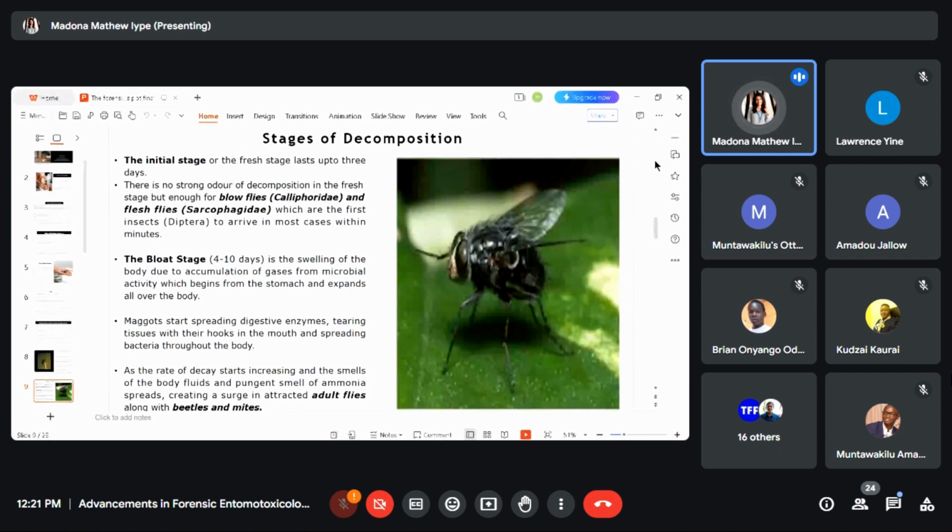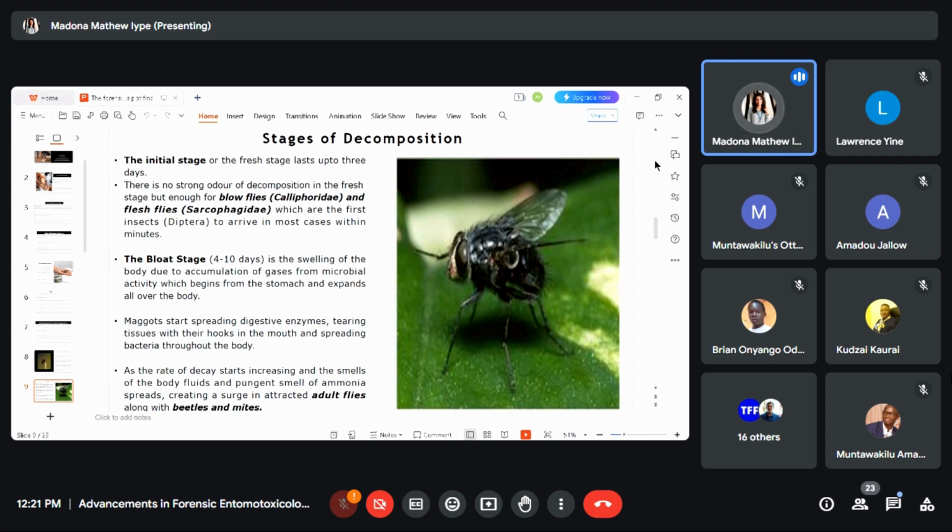First one is the initial stage. Initial stage is also known as the fresh stage. Fresh stage means, as the name suggests, it is a very fresh stage where, apart from the fact that the body is dead and it's not living anymore, and the postmortem stage has started, everything else is normal. There won't be any strong odor of decomposition. The body will look normal, as if we are sleeping.